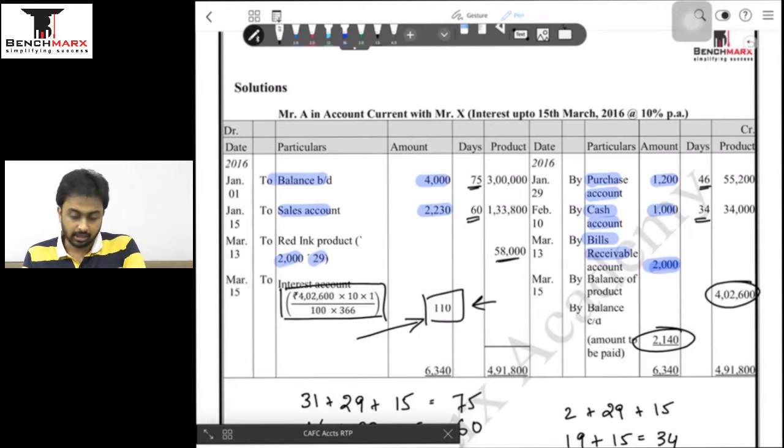Interest being credited, the entry is X account debit to interest, that means Mr. X, जिसके books में हम लोग हैं, Mr. X का ये interest income है, it is going to go in the P&L account credit side as by interest. That's one effect. दूसरा effect is nothing but add in the debit balance of Mr. A so that he pays us 2140 at the end of 15th of March. ठीक है, काफ़ी सिंपल question था.